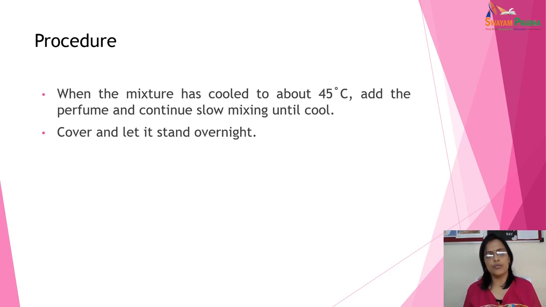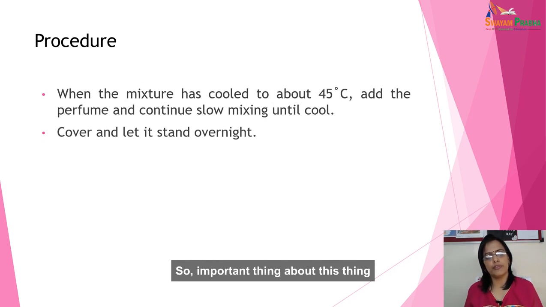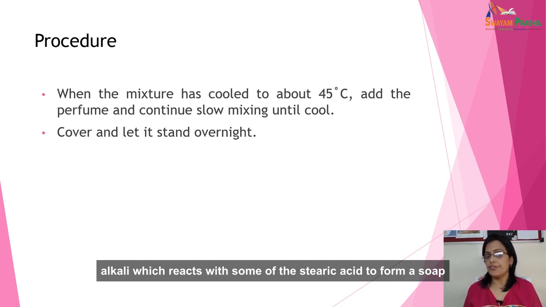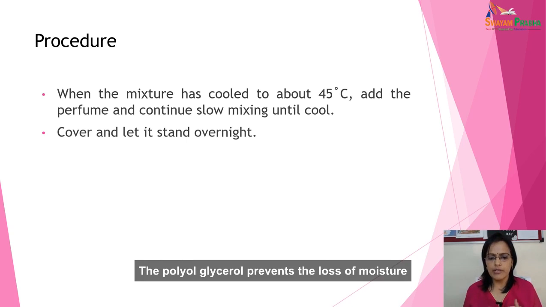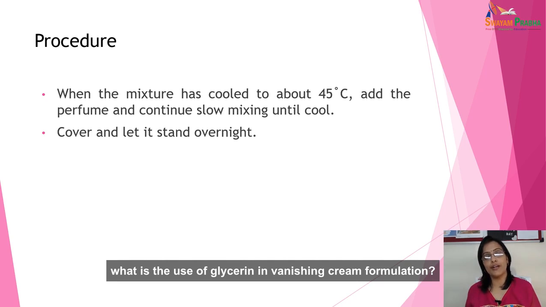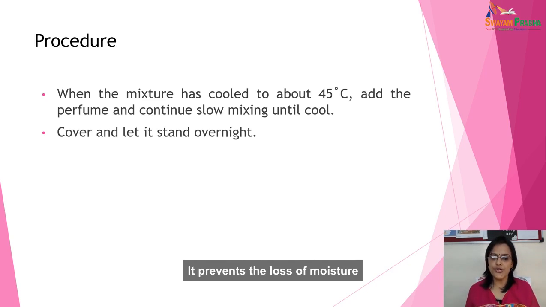So the important thing about this: the alkali reacts with some of the stearic acid to form a soap, which then acts as an emulsifier. Okay, the polyol glycerol prevents the loss of moisture. What is the use of glycerin in vanishing cream formulation? It prevents the loss of moisture.